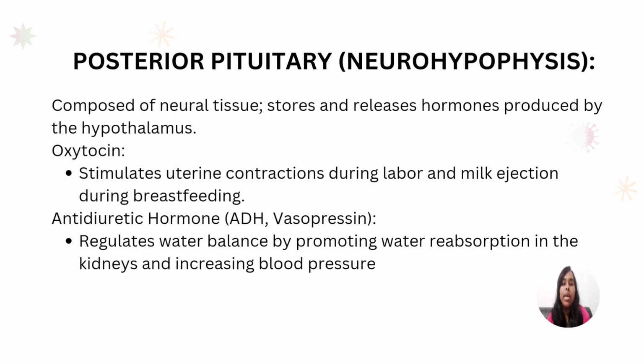Posterior pituitary, it is also known as neurohypophysis, composed of neural tissue, stores and releases hormones produced by the hypothalamus. There are two hormones, oxytocin and antidiuretic hormone. Oxytocin stimulates the uterine contraction during labor and milk ejection during breastfeeding. ADH, that is vasopressin, regulates the water balance by promoting water reabsorption in kidneys and increasing the blood pressure.